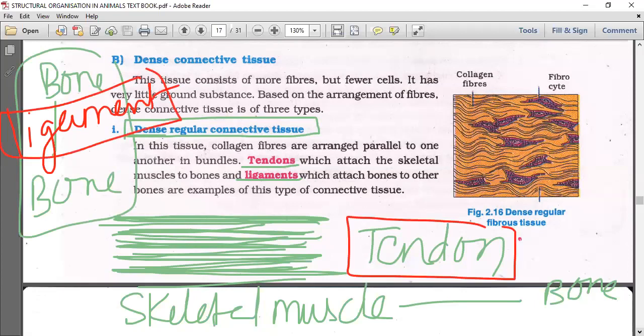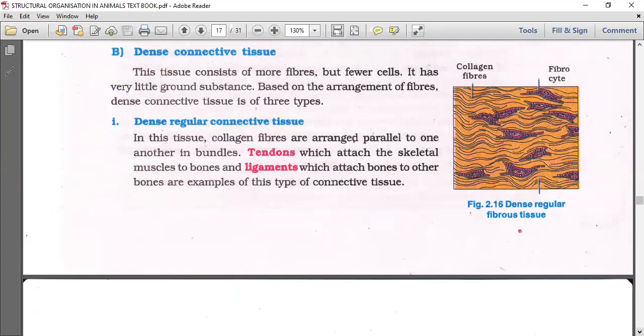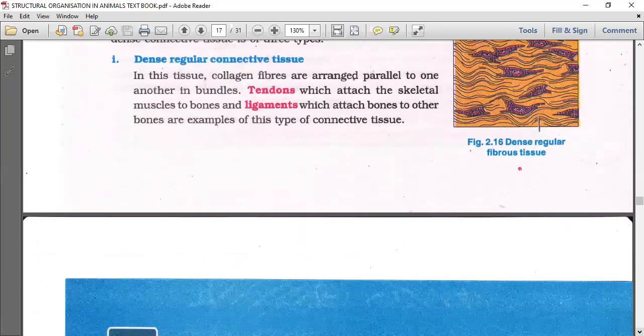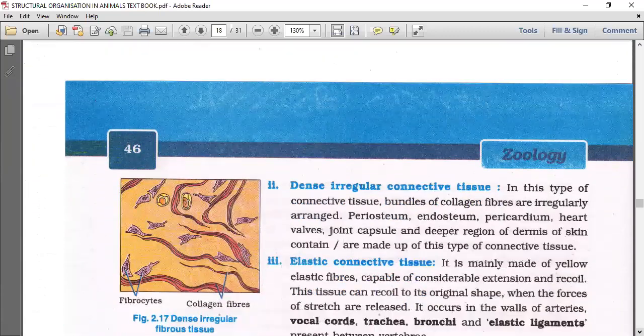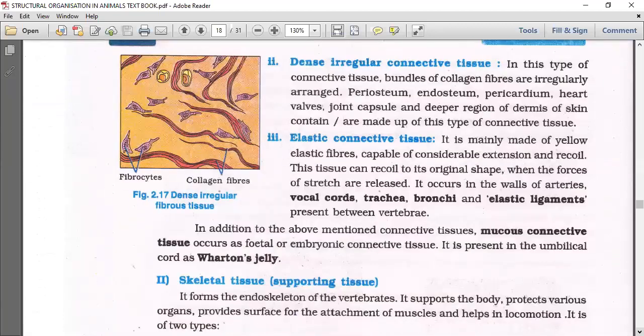Tendon is the connection between skeletal muscle and bone, and the ligament is the connection between bone and bone. So that is about the dense regular connective tissue, with collagen fibers arranged in parallel and in a regular manner in bundles, and its examples are tendons and ligaments. Now, let's talk about the dense irregular connective tissue.